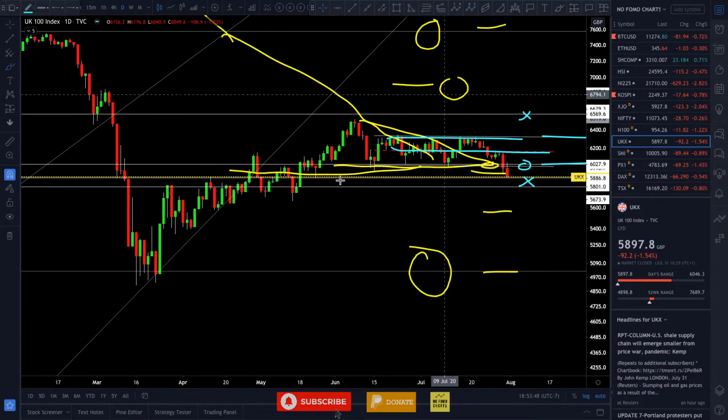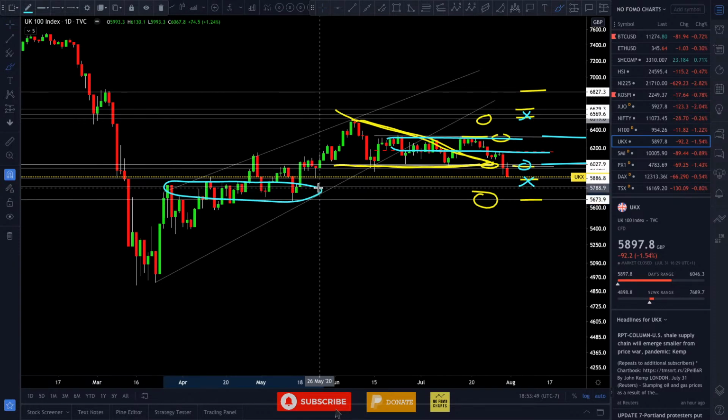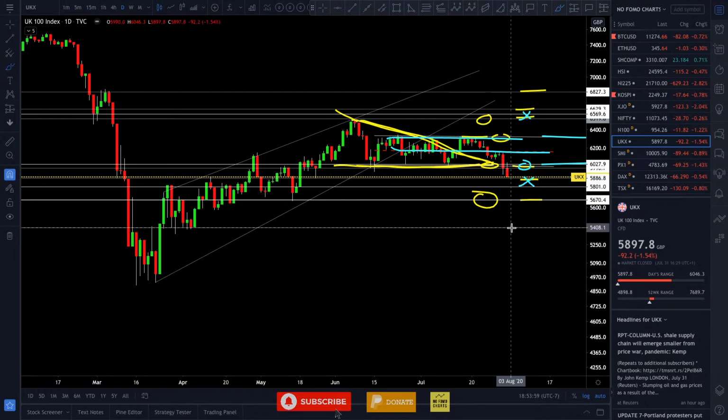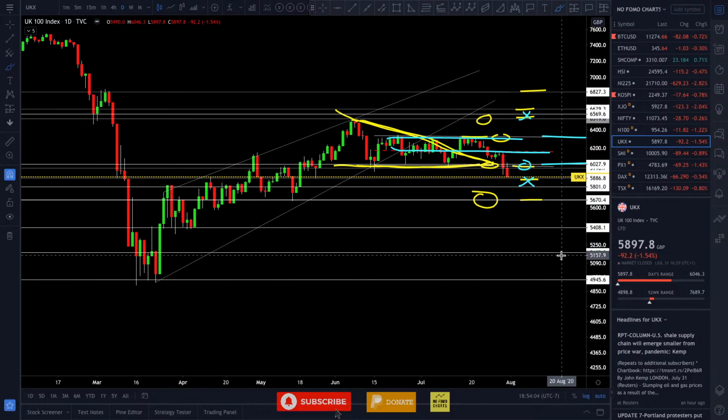How did I find that? Look at where's the most price trading range. How many more touch points do we have for a horizontal price level? Somewhere around here. Okay, it's drawn in there. 5670, 5408, 5182, then 5000 psychological.